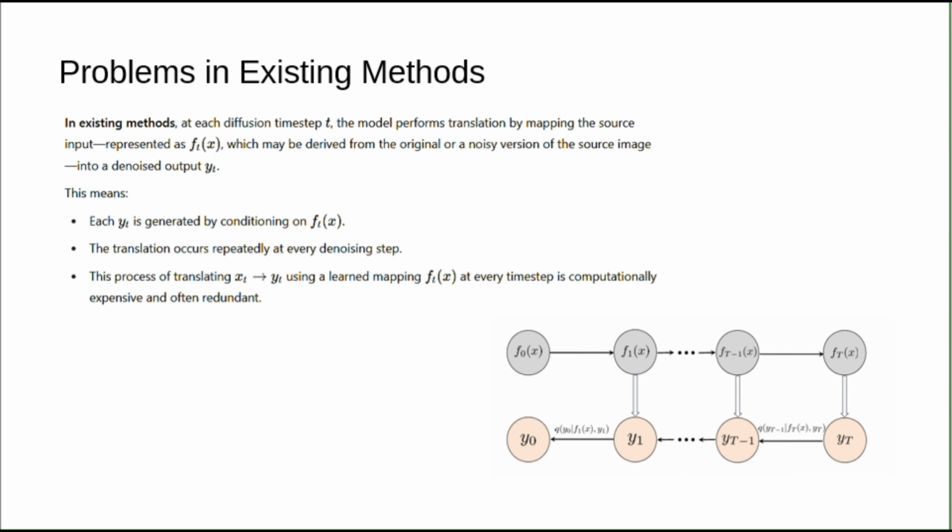As previously mentioned, existing models translate at every single diffusion step at timestep t. They map a noisy source image xt to an intermediate representation yt using a learned function f_t(x). This means that the model learns a different translation for every level of noise. This creates three main problems. First is redundancy, since translation is done repeatedly. Second is high computational cost due to repeated conditioning. And third is increasing training complexity, because learning translation over noisy input is more difficult. The diagram well illustrates this repeated conditioning process throughout the reverse diffusion, which the paper identifies as a major inefficiency.